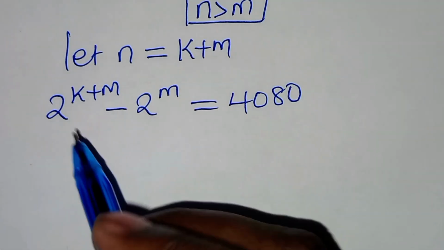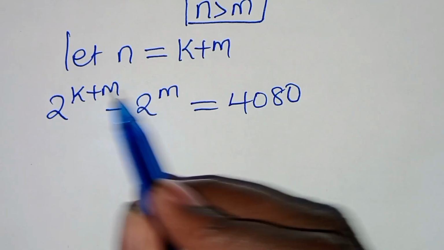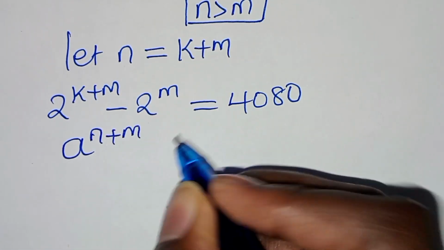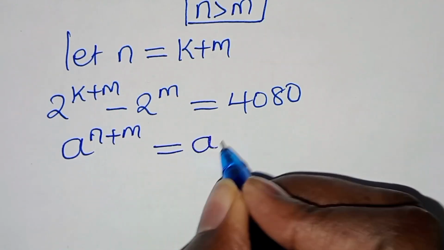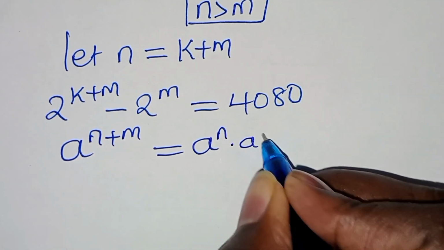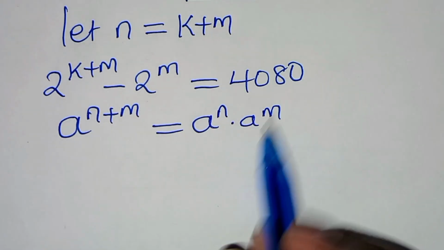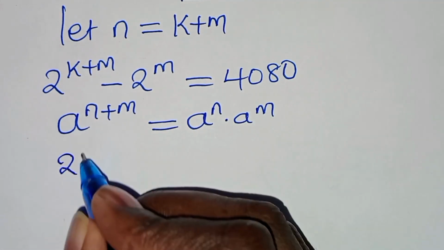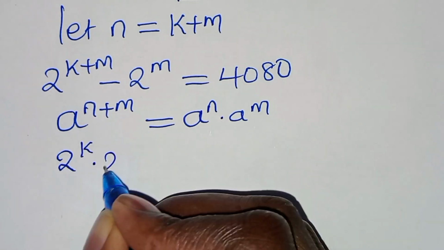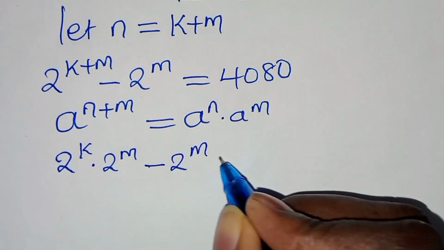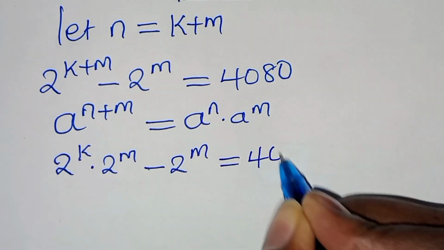The next step from here: 2 to the power of k plus m is in the form of a to the power of n plus m, which we can express as a to the power of n times a to the power of m. Applying this exponent property, we have 2 to the power of k times 2 to the power of m, subtract 2 to the power of m, equal to 4080.